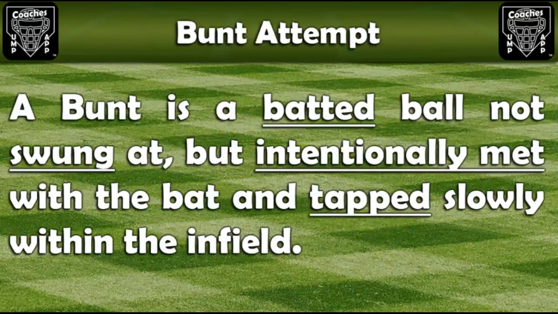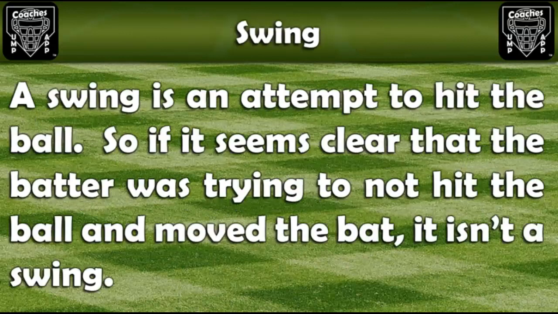In order to have catcher's interference, the hitter must swing or bunt at the ball. A bunt is a batted ball not swung at, but intentionally met with the bat and tapped slowly within the infield. The fact that the batter pulls the bat back out of the bunting position means the batter is no longer in the act of bunting. A swing is an attempt to hit the ball, so if it seems clear that the batter was trying not to hit the ball and move the bat, it isn't a swing. The video shows the batter neither tried to bunt the ball or swing at the ball. Because of this, catcher's interference cannot be called.